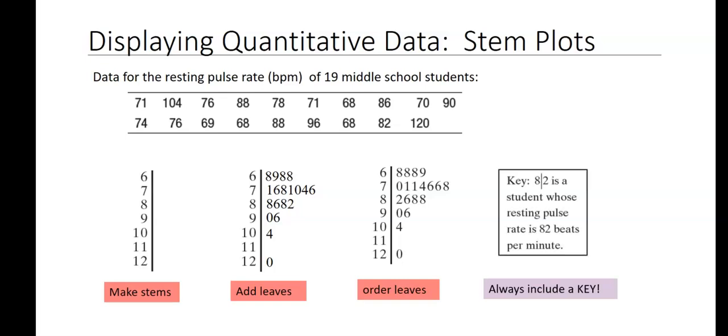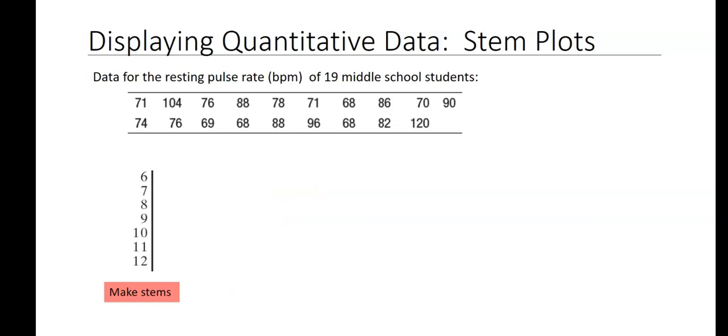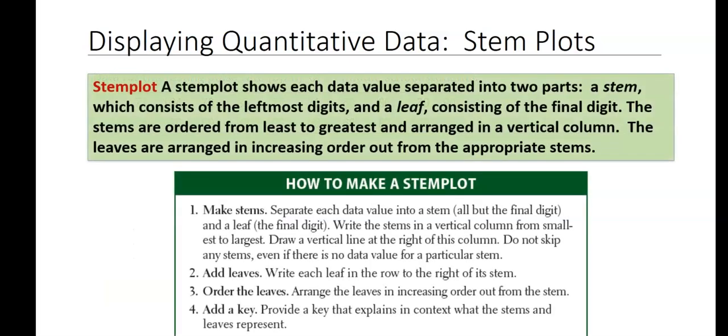Always include a key, so you have to have a key. In this case, you just choose a random choice like 82 there. So 8 bar 2 is a student whose resting pulse rate is 82 beats per minute. And I like that because it included context, and it was just an example of where 8 is the tens digit and 2 is the ones digit. Let's go back to how to do this. So you make your stems.